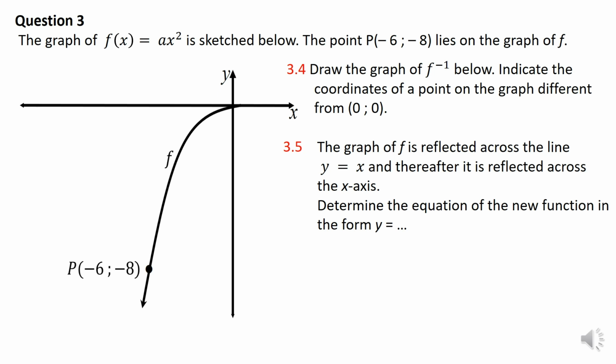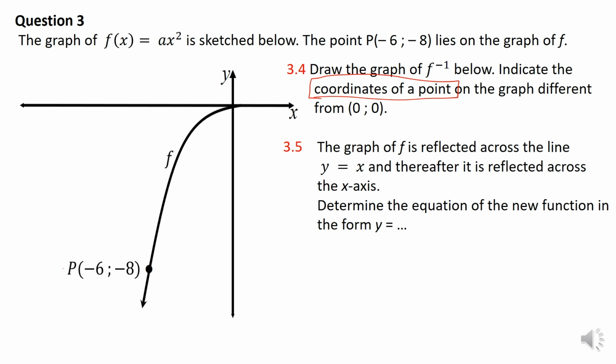So we need to draw the graph. This must not give us any problems. We have explained this several times. The coordinates of P are minus 6, minus 8. The question says draw the graph of the inverse and indicate coordinates of a point on the graph different from 0, 0. So the coordinates of the point on the graph that we need to indicate here are the coordinates of P after the reflection, or on the inverse.